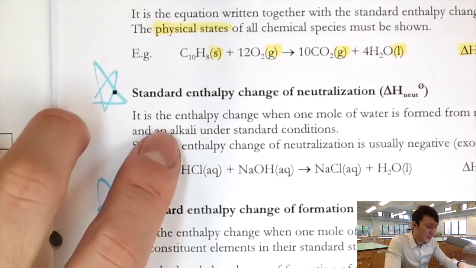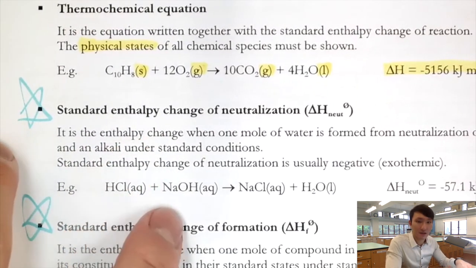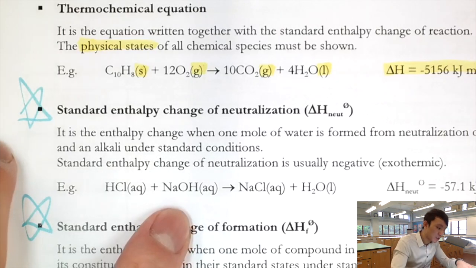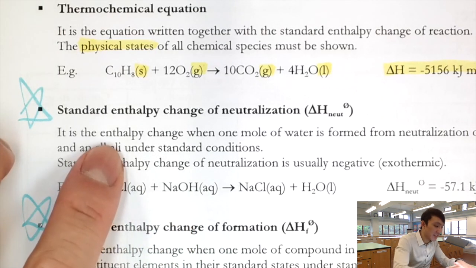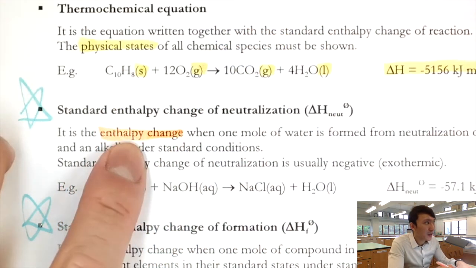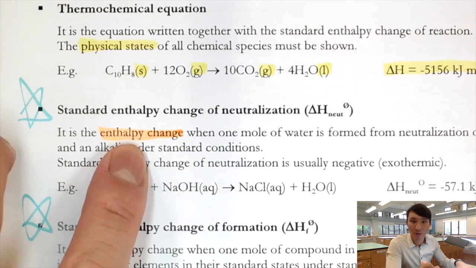So the first one, standard enthalpy change of neutralization. Neutralization: an acid reacts with alkaline, right? Now, I will underline all the keywords that are necessary for the definition of this term. First of all, it is the enthalpy change. Now don't miss this one. If you forget to put down that it is the enthalpy change, you lose all the marks.